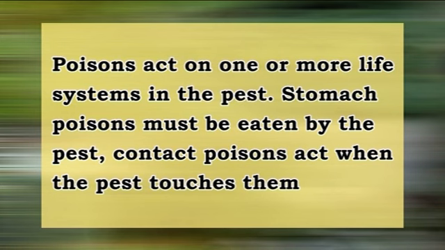Poisons act on one or more life systems in the pest. Stomach poisons must be eaten by the pest. Contact poisons act when the pest touches them. A few insecticides kill insects by interfering mechanically with their body functions. For example, mineral oils suffocate insects. Silica dusts destroy their body water balance by damaging their protective wax covering.